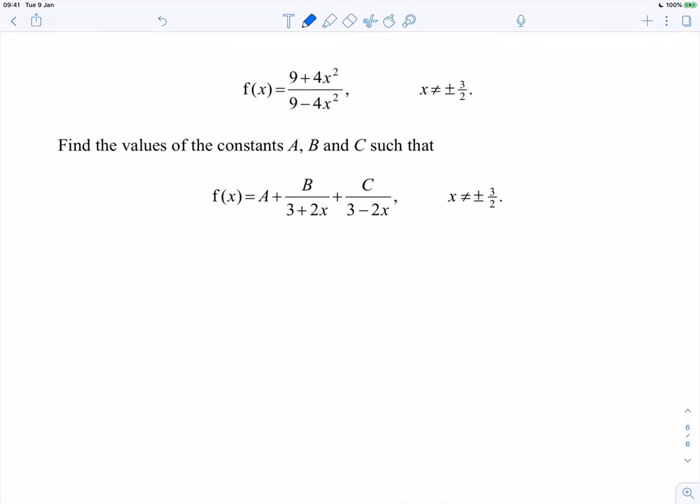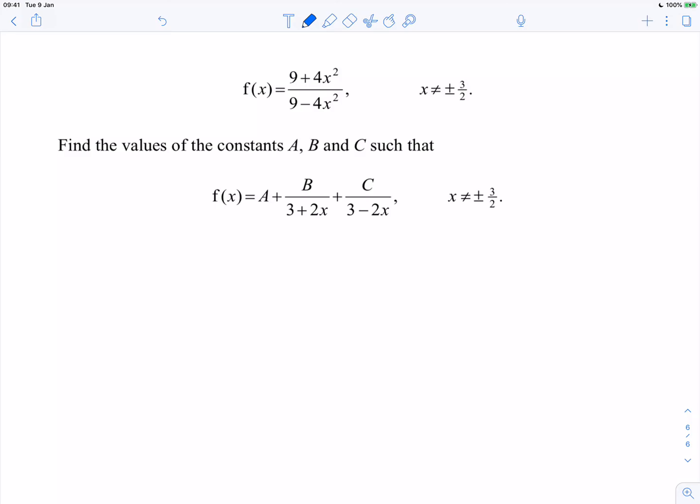Right, next one. Find the values of the constants a, b, and c such that the following. Okay, now, interestingly, if you want to pause this and have a go for yourself, there's one more intermediate step that I've glossed over a little bit.